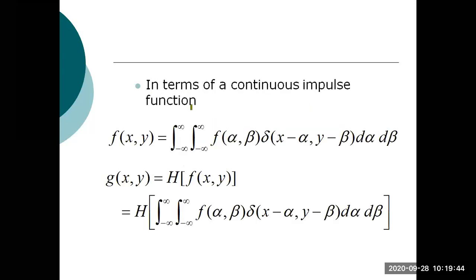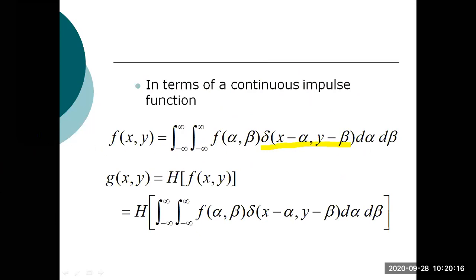In terms of the continuous impulse function, the same we can say in terms of impulse. So in the continuous domain, f of x comma y is given by the delta, the continuous impulse function. If you multiply with f of x comma y, that means in alpha and beta, this impulse function is there: delta of x minus alpha, y minus beta into d alpha into d beta.